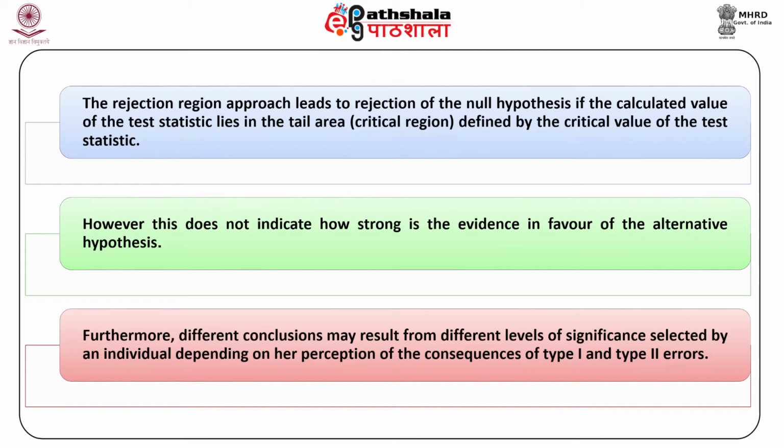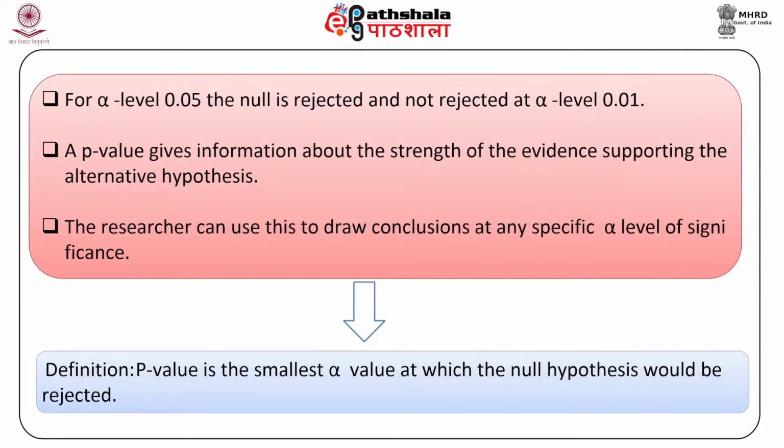Furthermore, different conclusions may result from different levels of significance selected by an individual, depending on her perception of the consequences of type 1 and type 2 errors. For alpha level 0.05, the null is rejected, and it is not rejected at alpha level 0.01.